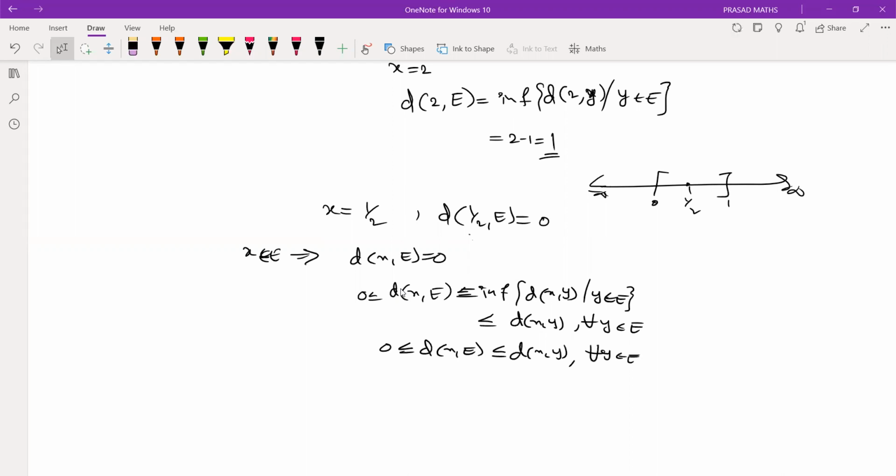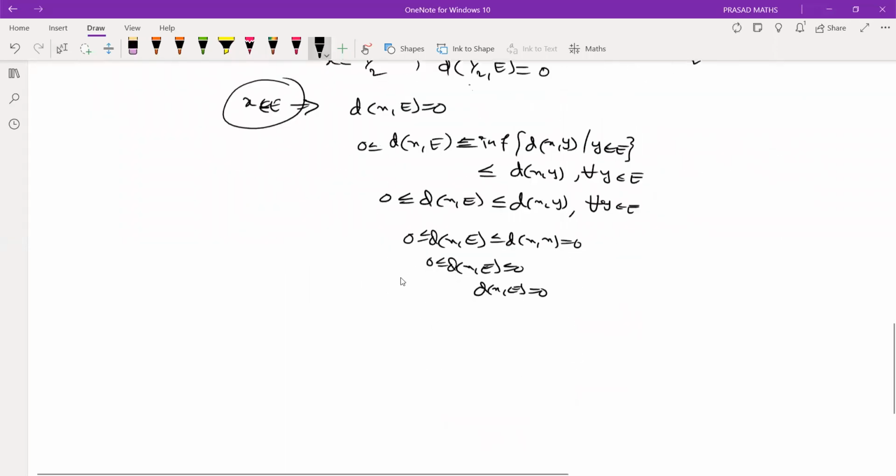In particular, I can take y equal to x because x is in E. In particular, the distance between x and E should be less than or equal to the distance between x comma x. The distance between x comma x is 0 because whenever the points coincide, the distance is 0. Therefore, the distance between x and E is less than or equal to 0. That means the distance between x and E is 0. So what you observe is that when you take any point within a set, the distance is always 0. Is it clear? This is a very, very fundamental result.